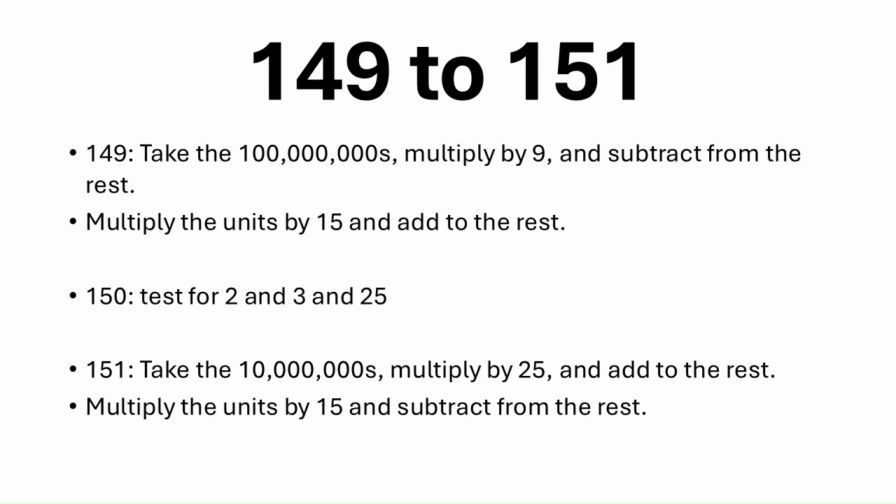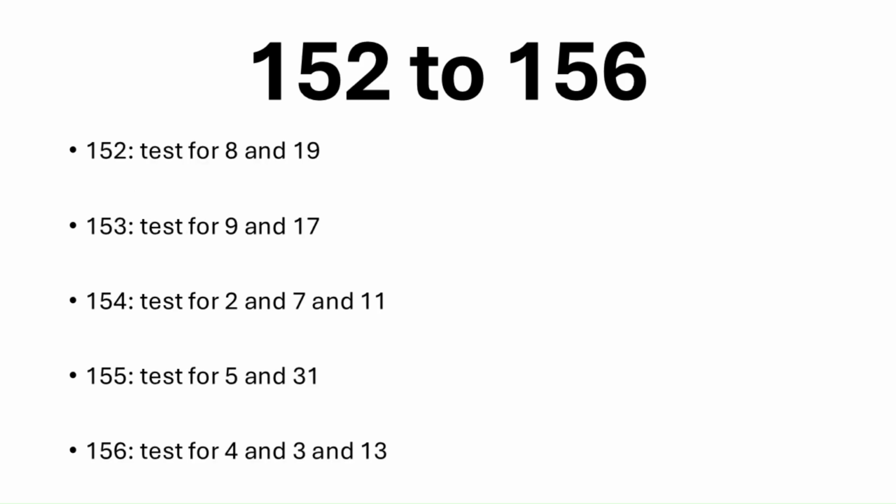149, take the 100 millions, multiply by 9, and subtract from the rest. Multiply the units by 15 and add to the rest. 150, test for 2 and 3 and 25. 151, take the 10 millions, multiply by 25, and add to the rest. Multiply the units by 15 and subtract from the rest. 152, test for 8 and 19.